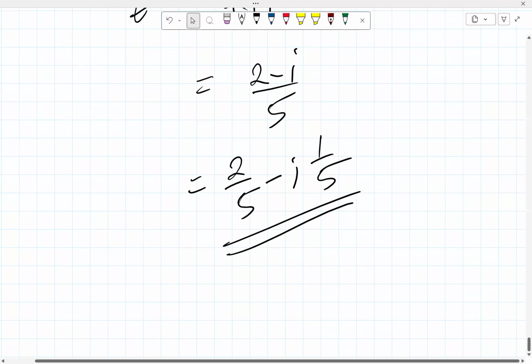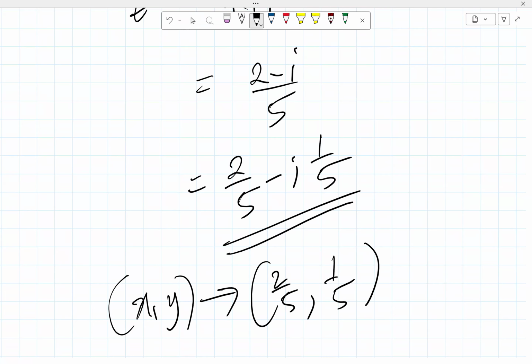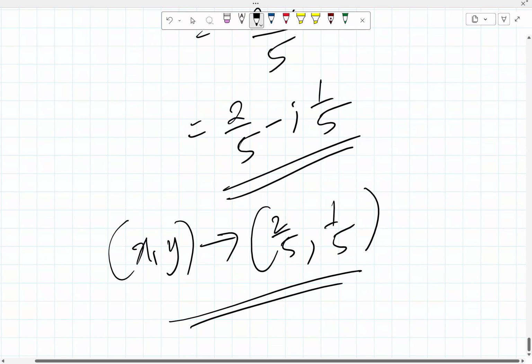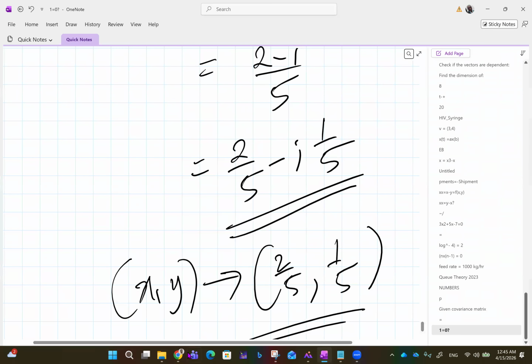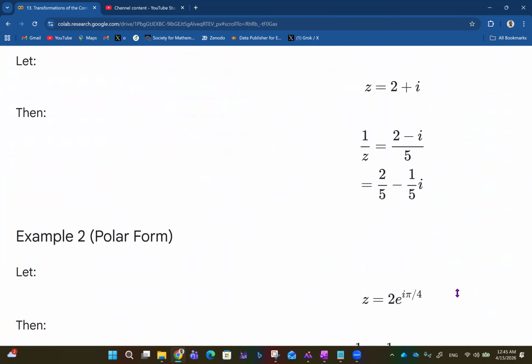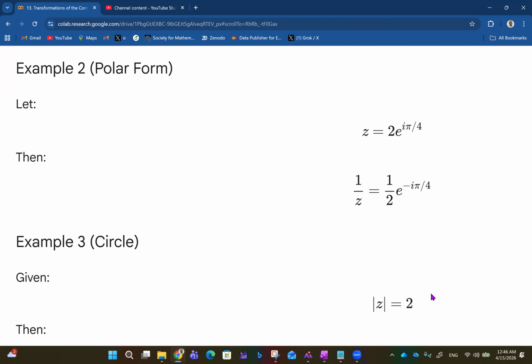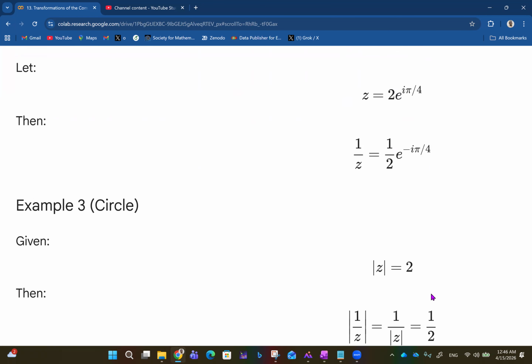So we can say that (x, y) is mapped to (2/5, -1/5) in that sense. That's what is happening on that page there. That's why we have 2 over 5 minus 1 over 5 i. So in polar form still, if we let z be 2 e raised to i pi over 4, then we say 1 over z is 1 over 2 e raised to minus i pi over 4. So that's very straightforward. That saves a lot of time.